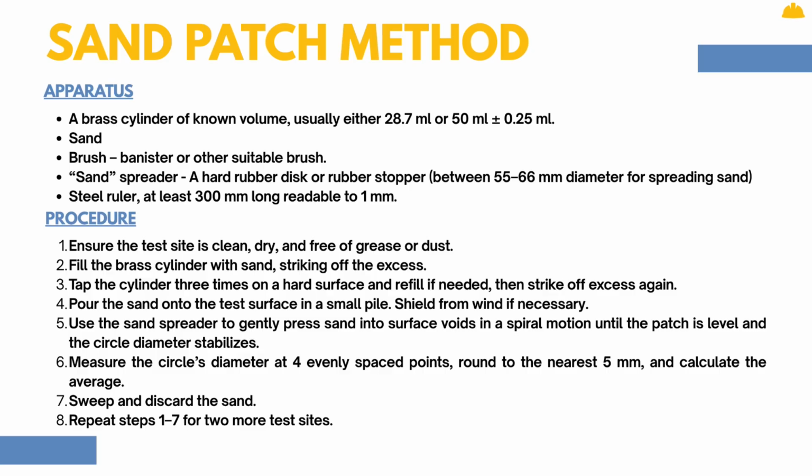Using the sand spreader, gently work the sand into the surface in a spiral motion. Keep going until the patch is even and the diameter no longer changes. Measure the diameter of the sand circle at 4 evenly spaced points. Round each to the nearest 5 millimeters and take the average.